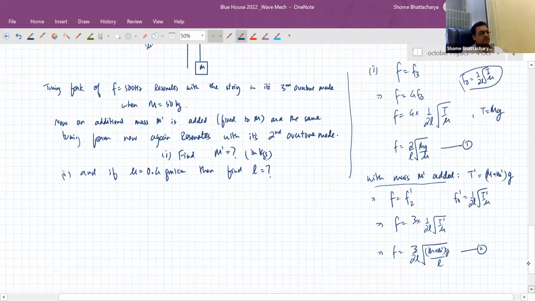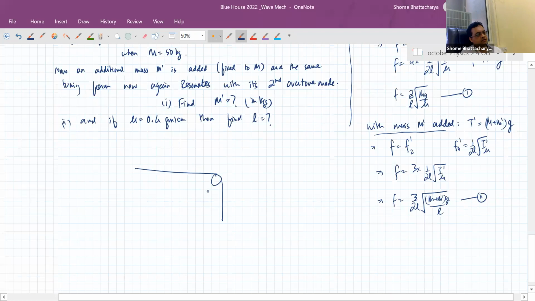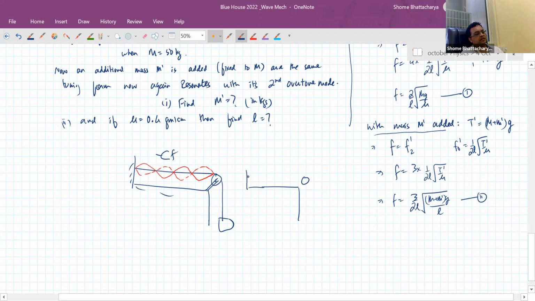Okay. So basically it's like this: when I have just mg attached here, at that point of time, this tuning fork of frequency F was causing the string to vibrate in a mode like this. And when I added mass to it, without changing anything else, this length remains the same. This tuning fork's frequency remains the same. But I just added mass.